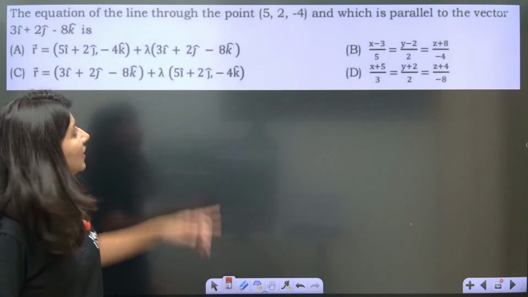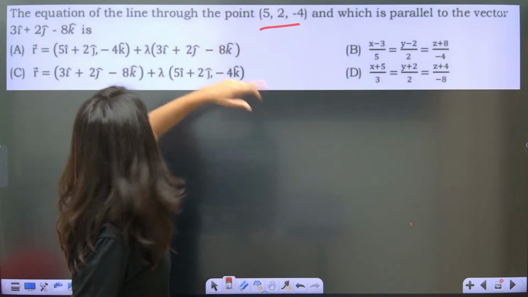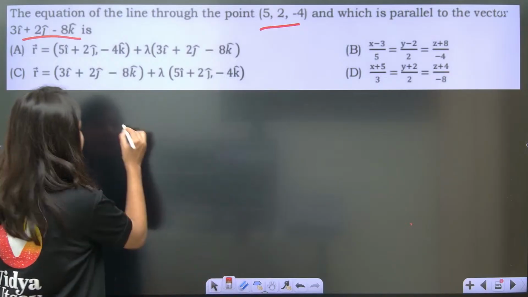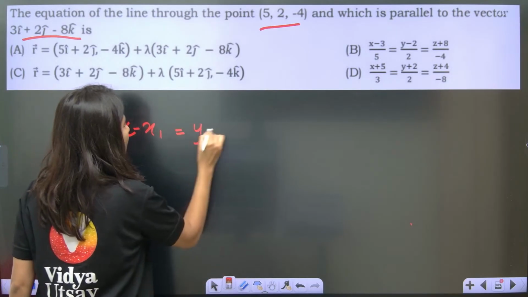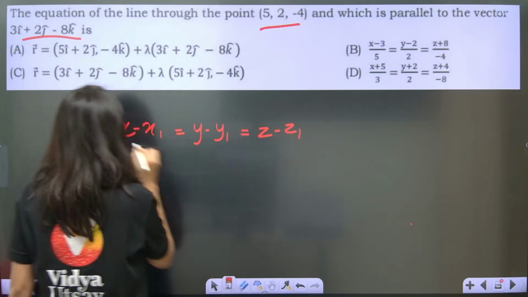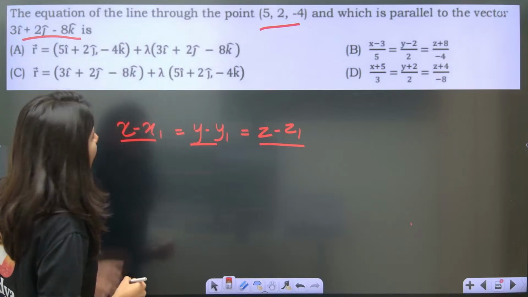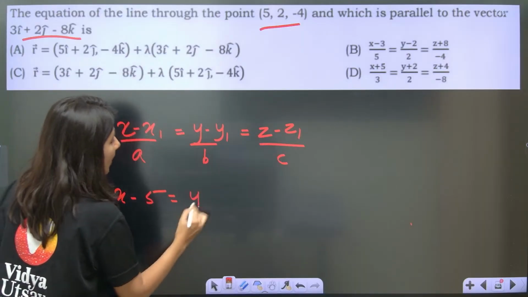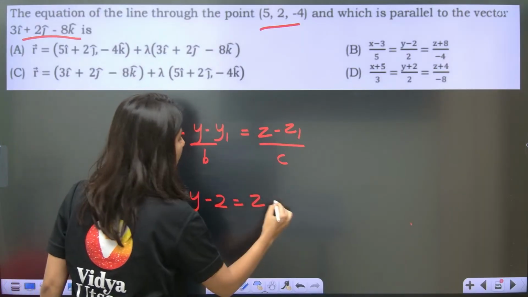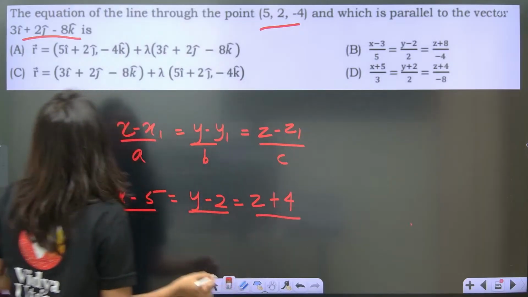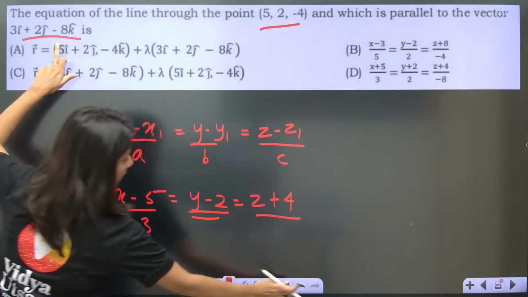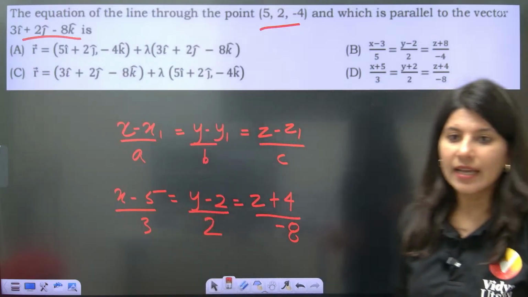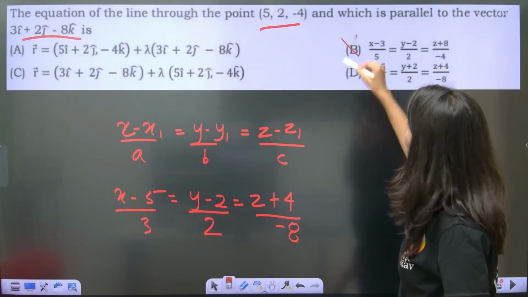The equation of line through this point and parallel to this. Very easy. How to write the equation of a line? Let me tell you: x minus x1, y minus y1, z minus z1 upon direction ratios A, B, C. Put the point: x minus 5, y minus 2, z minus 4 so plus 4, upon direction 3, 2, minus 8. Check it out. Which answer is correct? I think B is wrong, D is also wrong.